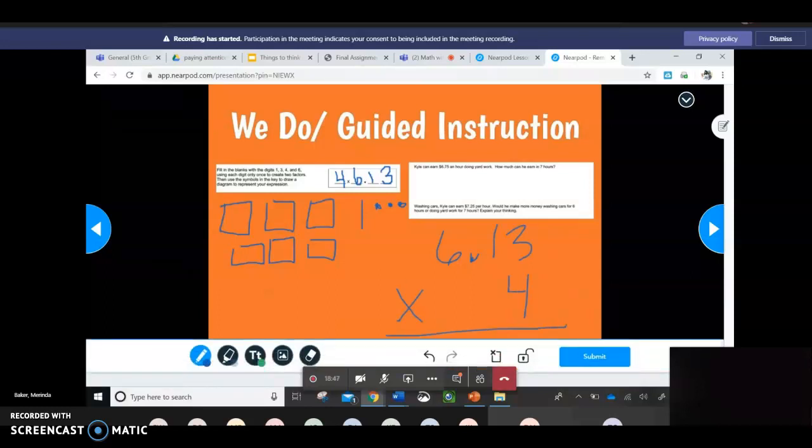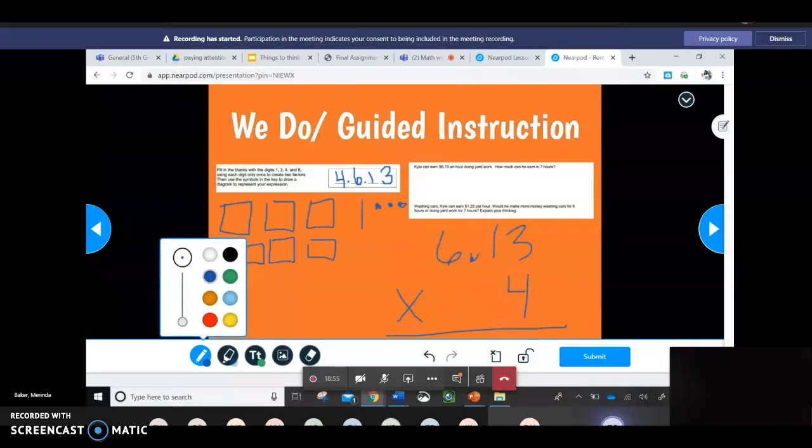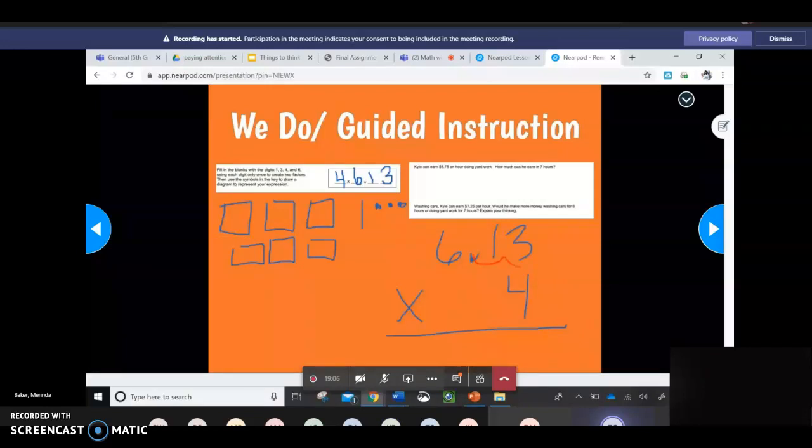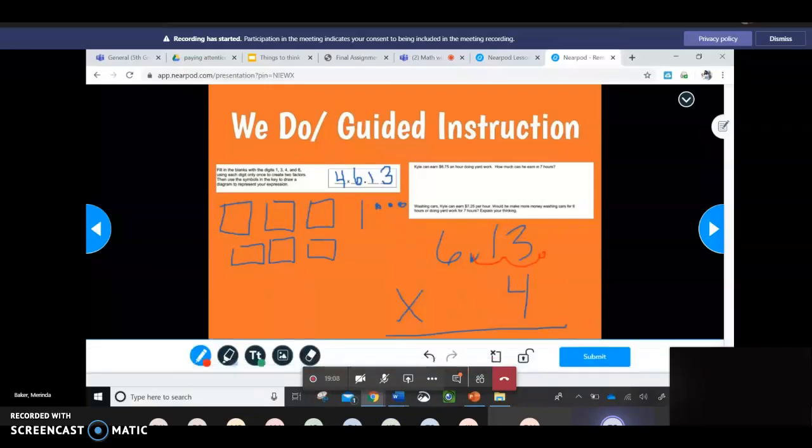What would I have to do first? First, you have to move the decimal. How many times am I moving my decimal? 2 times, to make it a what? A whole number. Yes. So I move my decimal 2 times. Now I have 613. So 3 times 4 is 12.